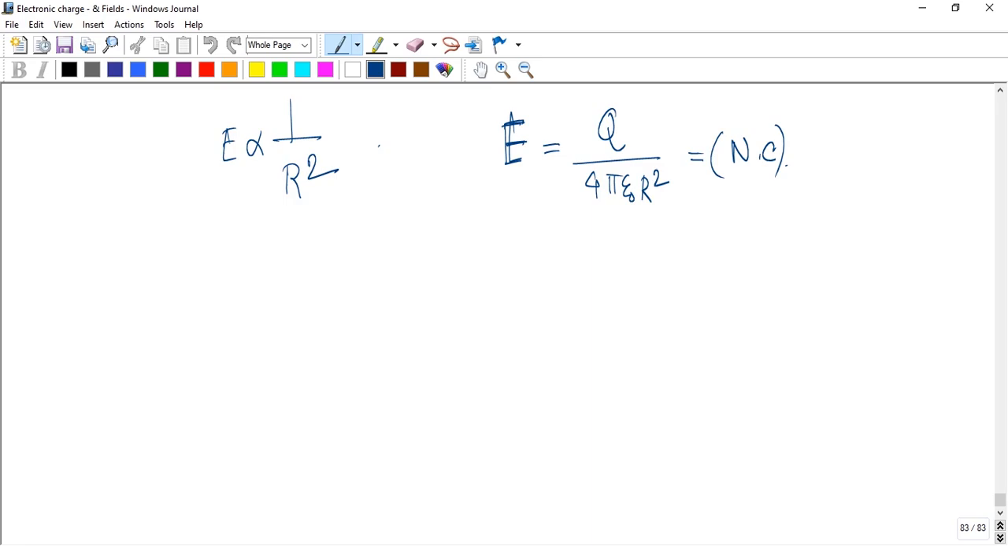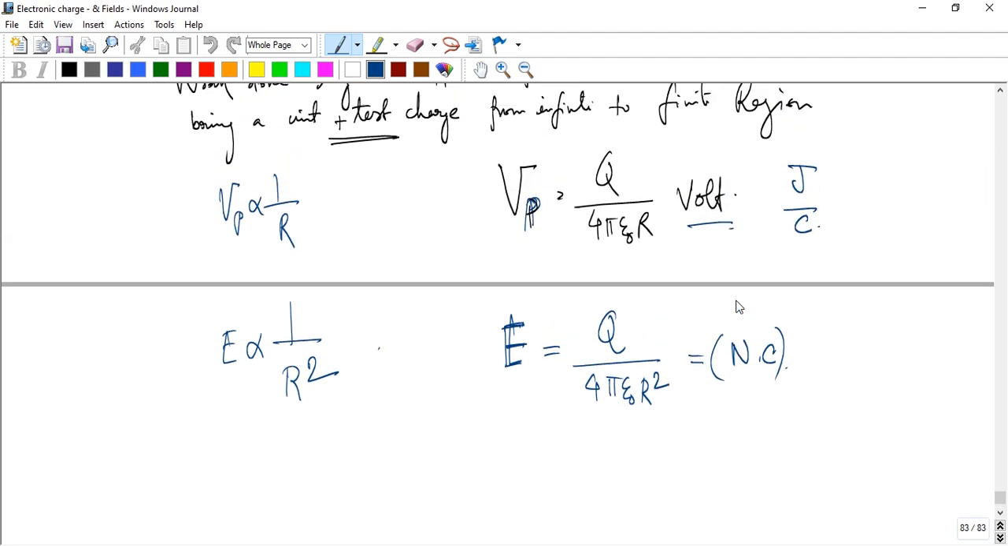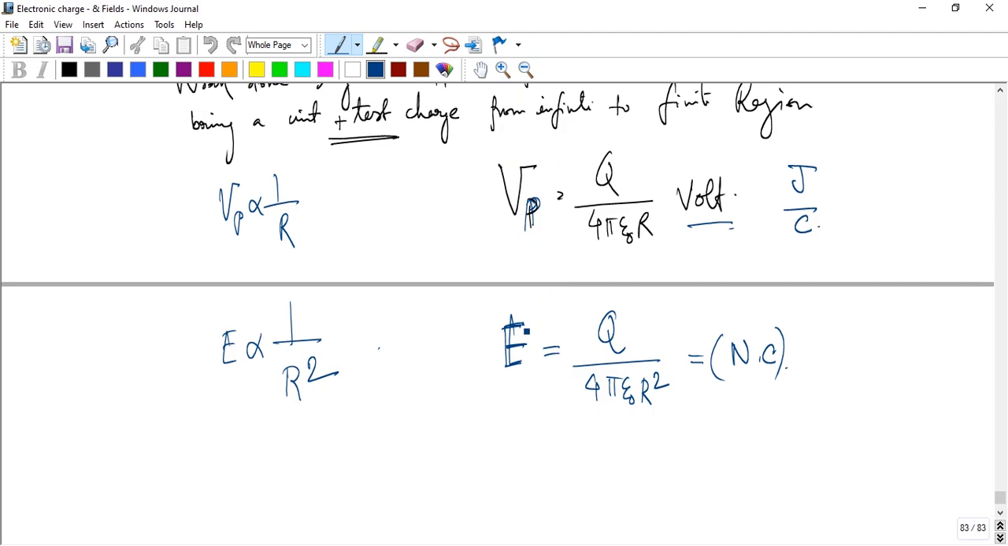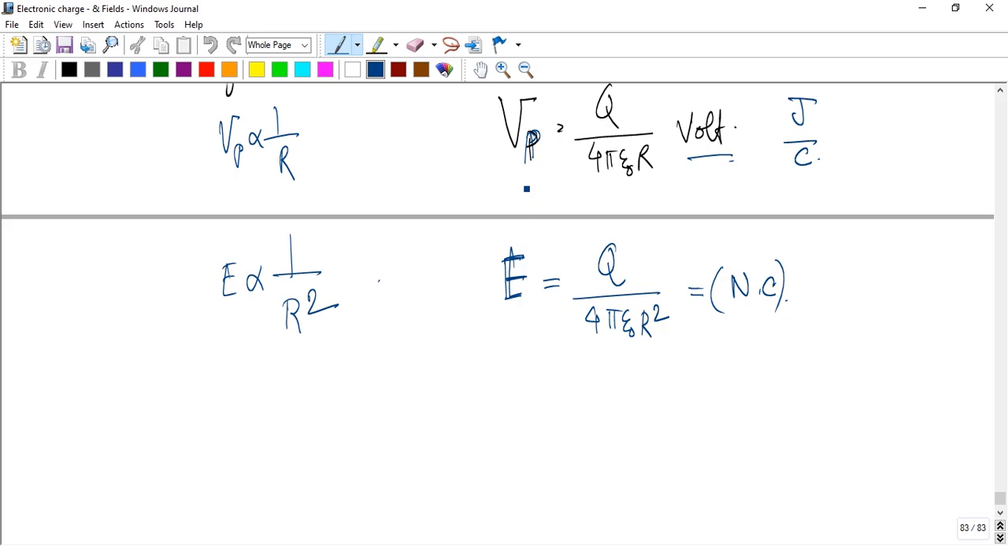So today we continue the previous topic of electrostatic potential and potential energy. In the previous class we ended with the potential at point P and the electric field at point P. The difference is that the potential is inversely proportional to R, and the electric field is inversely proportional to R squared.